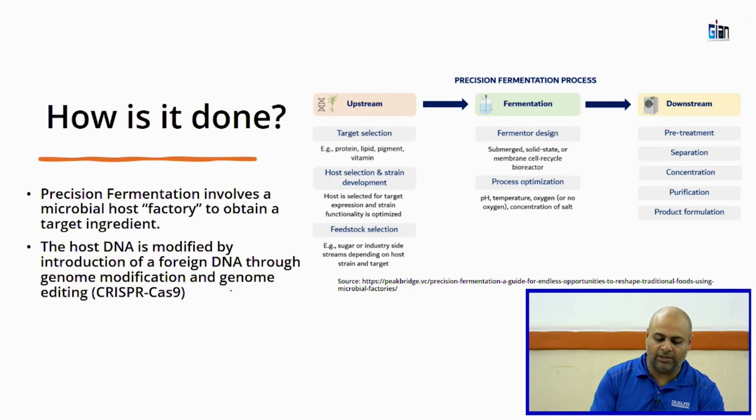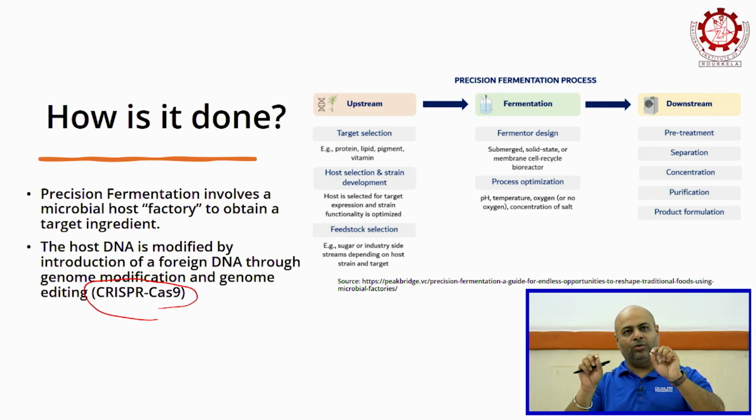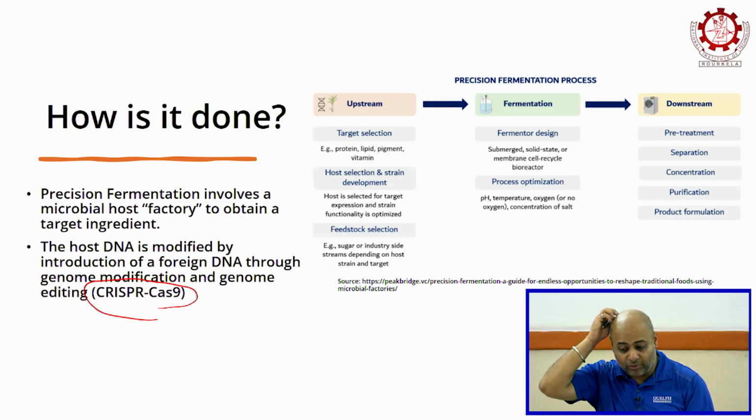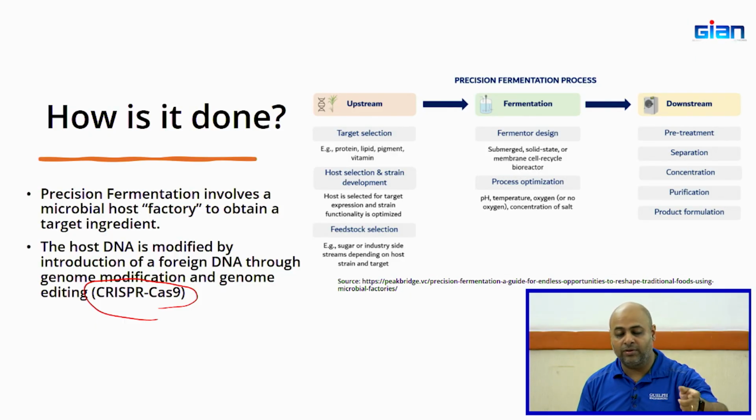For that genome modification or genome editing, you can use Cas9, which is basically going to cut the genome DNA at different locations. You can insert your target DNA in that particular location where the genome of the host has been cut. So upstream, you have your target selection, what you want to make: proteins, lipids, pigments, vitamins. Then comes the host selection and strain development. The host is selected for target expression and strain functionality is optimized.